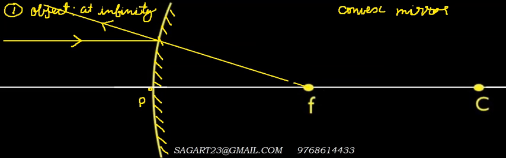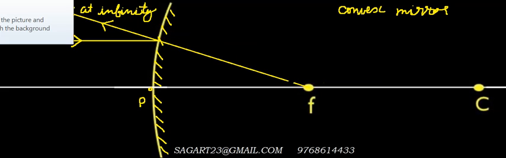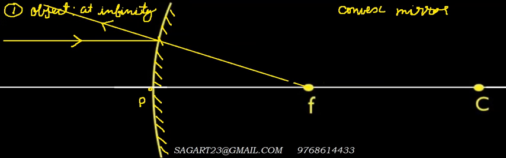Now the ray of light that is incident over here is getting reflected, but it is reflecting such that it appears to have started from the focus. Now we cannot have rays which are starting from behind the mirror. That is the reason why this ray has to be shown dotted.